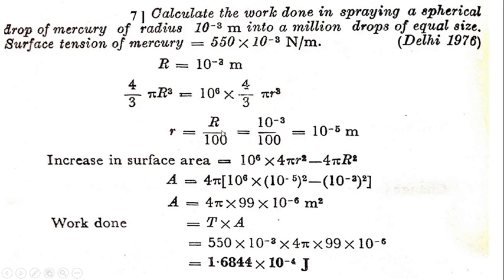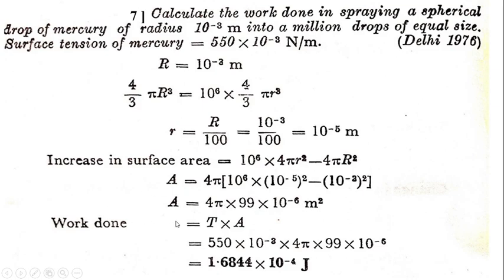that is equal to 10 raised to minus 5 meter. Now the increase in surface area equal to 10 raised to 6 into 4 pi r square minus 4 pi R square. So area equal to 4 pi, 10 raised to 6 into 10 raised to minus 5 bracket square minus 10 raised to minus 3 bracket square. So A equal to 4 pi into 99 into 10 raised to minus 6 meter square.